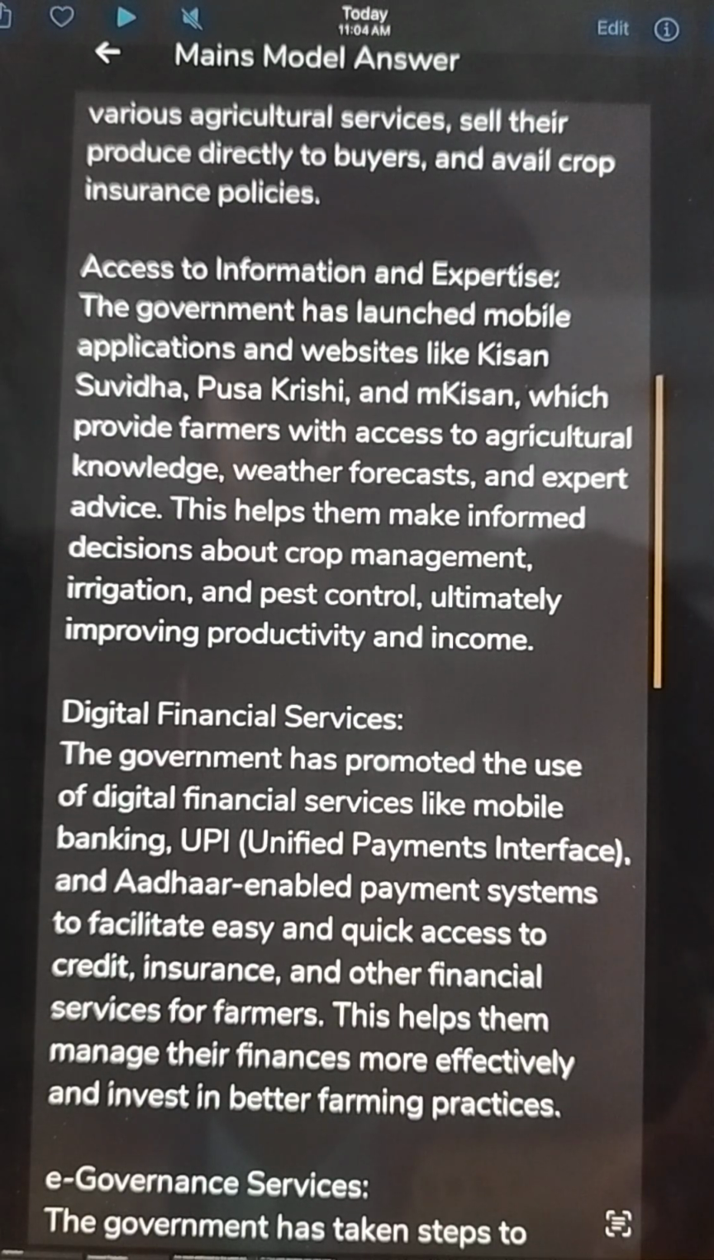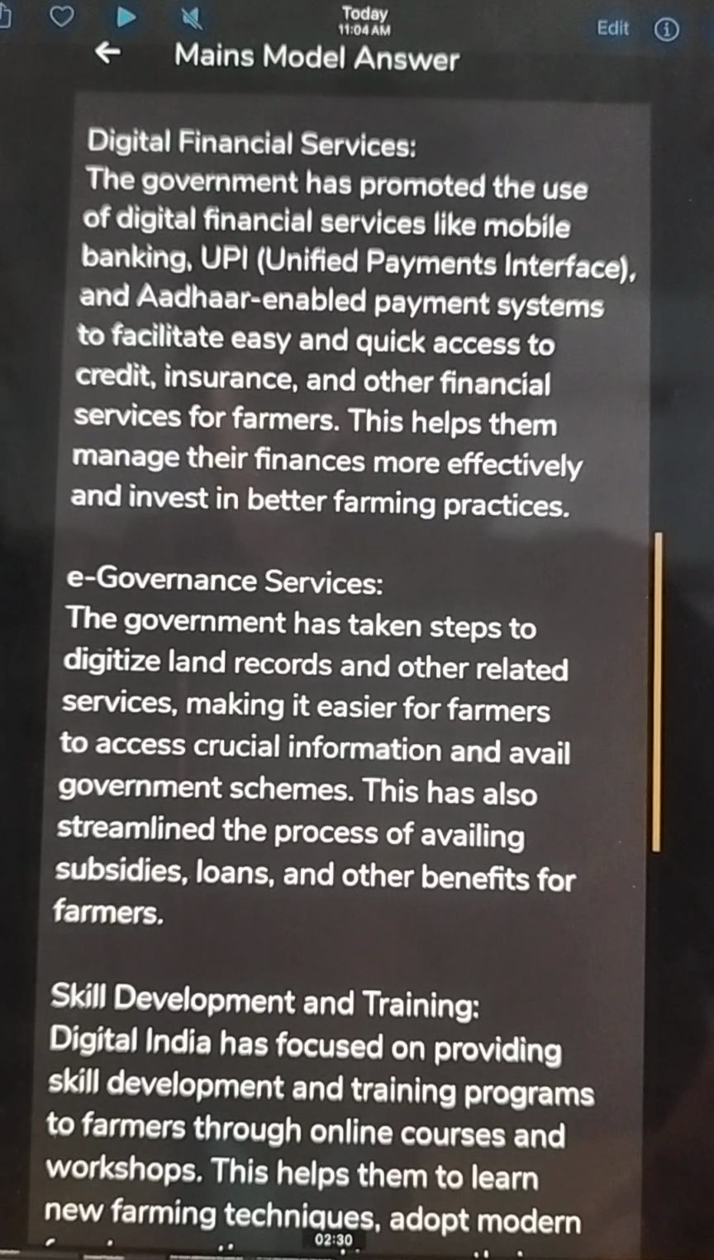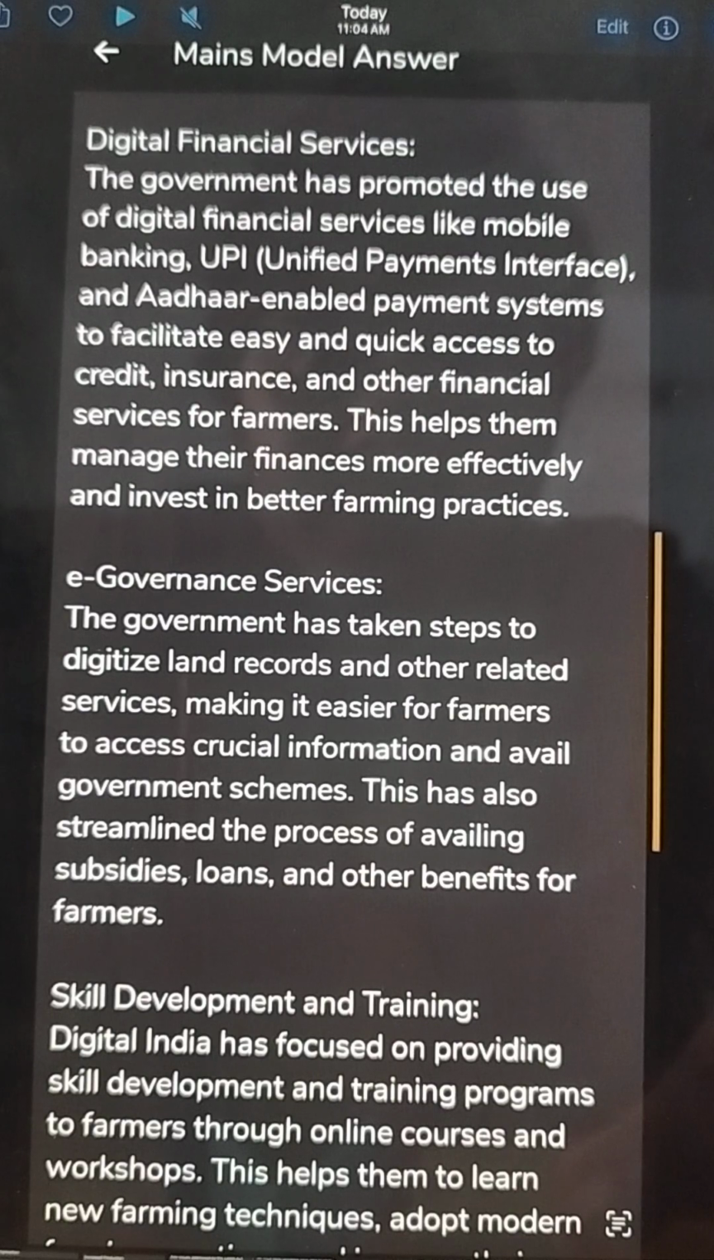Then comes digital financial services. The government has promoted the use of digital financial services like mobile banking, UPI, and Aadhaar enabled payment systems to facilitate easy and quick access to credit, insurance, and other financial services for farmers. This helps them manage their finances more effectively and invest in better farming practices.